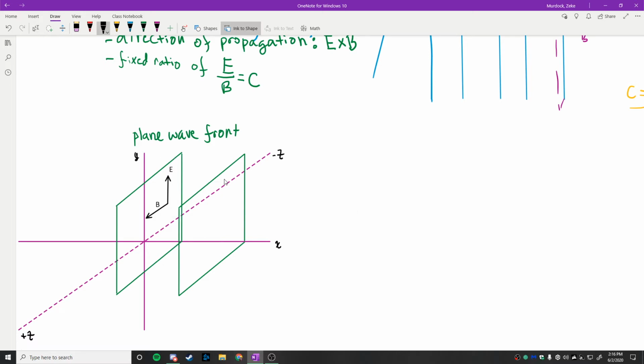This is like a piece of your wave. This is the electric field component, and this is the magnetic field component. And that same exact thing is going to exist in the next portion of this here. So if we copy this, I don't know if I'm going to be able to just copy that. It's going to be hard. So we'll just copy this.